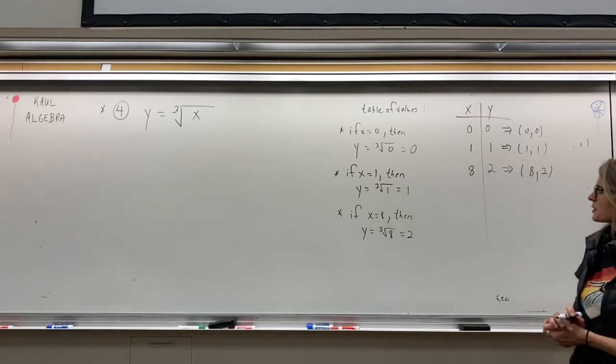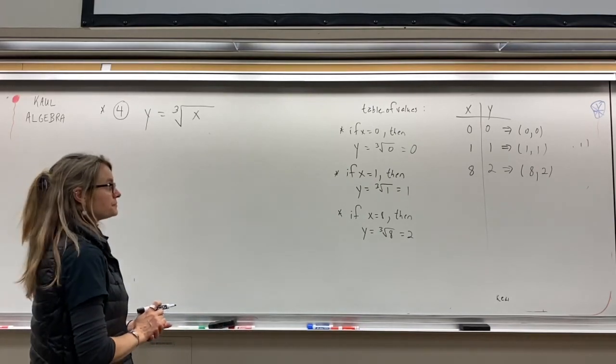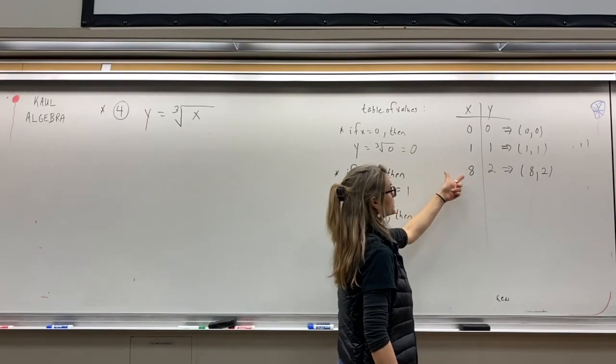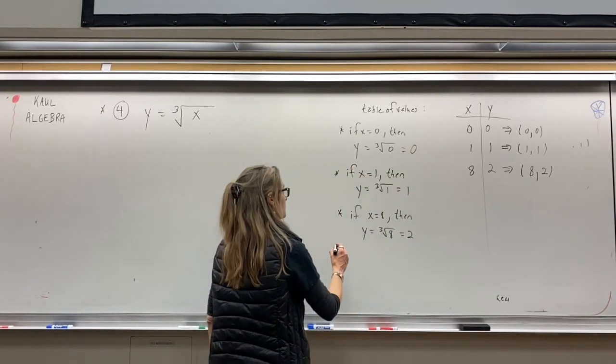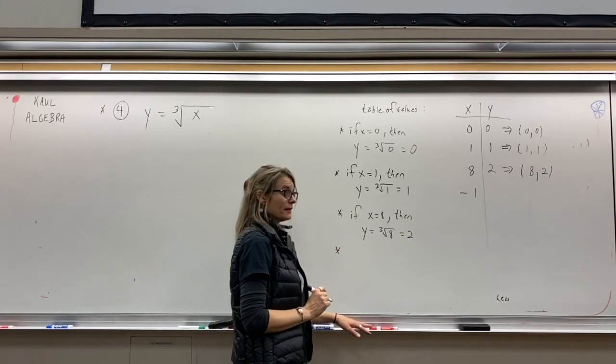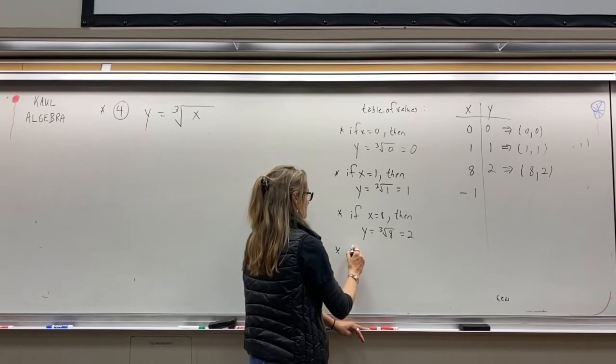Okay, so now the question is, what about negatives? Cube roots, you could take cube roots of negative numbers. So I can use all the same values here, except with negatives. So I'm going to go ahead and try -1. This will give me an interesting graph that will be different than the domain of the square root of x graph.